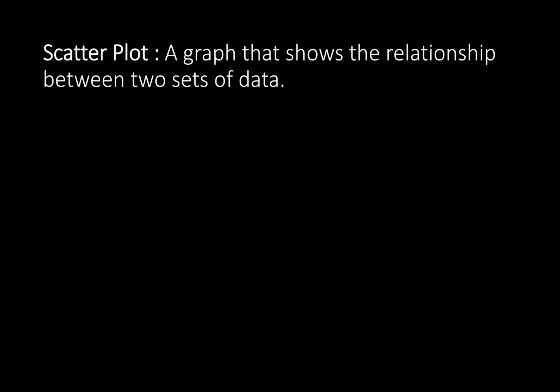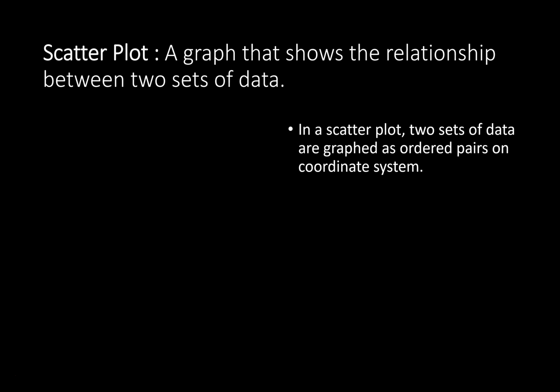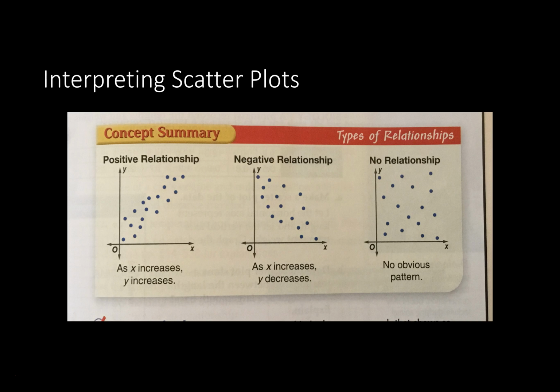So a scatter plot is a graph that shows the relationship between two sets of data. In a scatter plot, two sets of data are graphed as ordered pairs on a coordinate system. That's the coordinate system that we learned yesterday. So x and y. One set of data we put into x, the other set of data we put into y, and then see what they look like. Now that could come out three different ways. That's all we're going to get today.